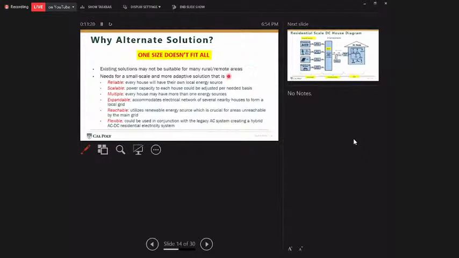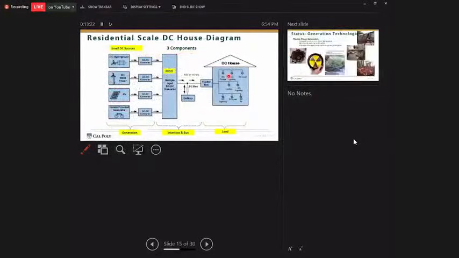So I'm not going to go over these features, but there are different features of DC house. Simplified diagram of the DC house project. You can see the three components of the project.